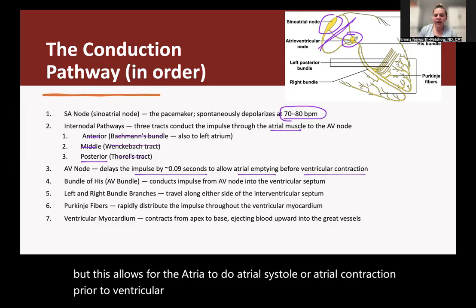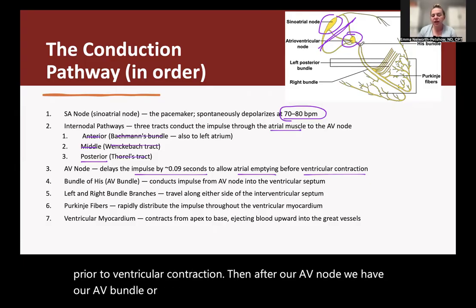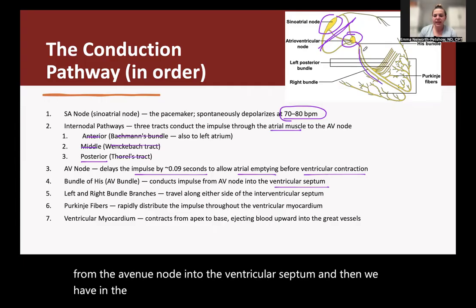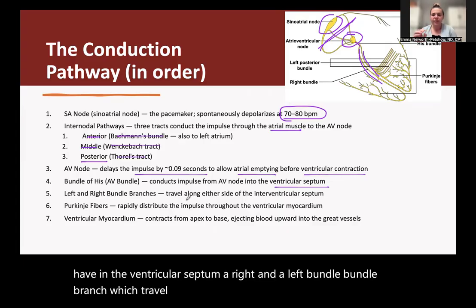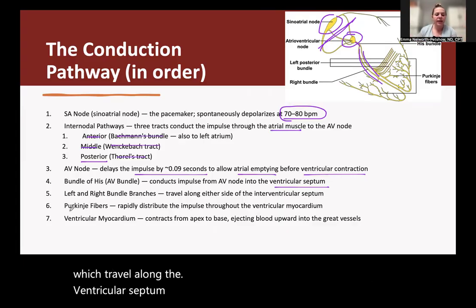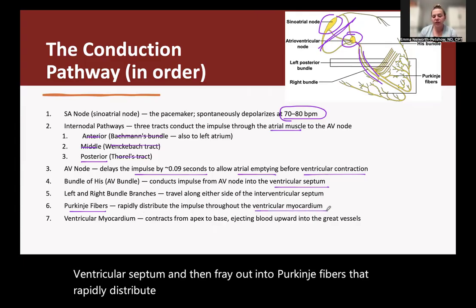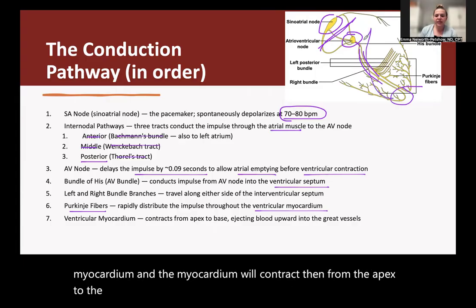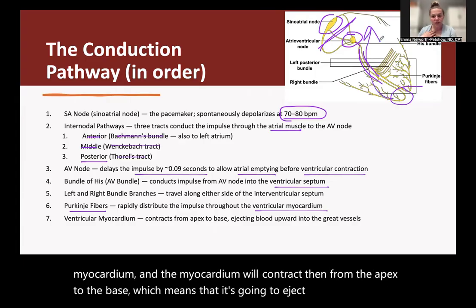Then after our AV node, we have our AV bundle or the bundle of His, which conducts the impulse from the AV node into the ventricular septum. And then we have in the ventricular septum a right and a left bundle branch, which travel along the intraventricular septum and then fray out into Purkinje fibers that rapidly distribute the impulse throughout the whole ventricular myocardium. And the myocardium will contract then from the apex to the base, which means that it's going to eject blood upwards towards the great vessels.